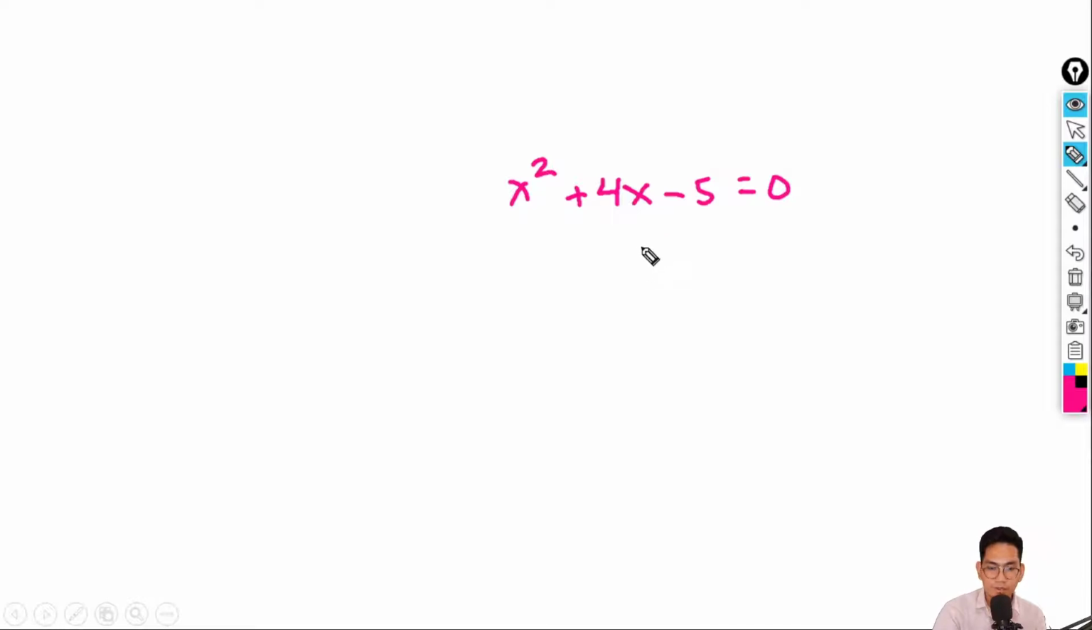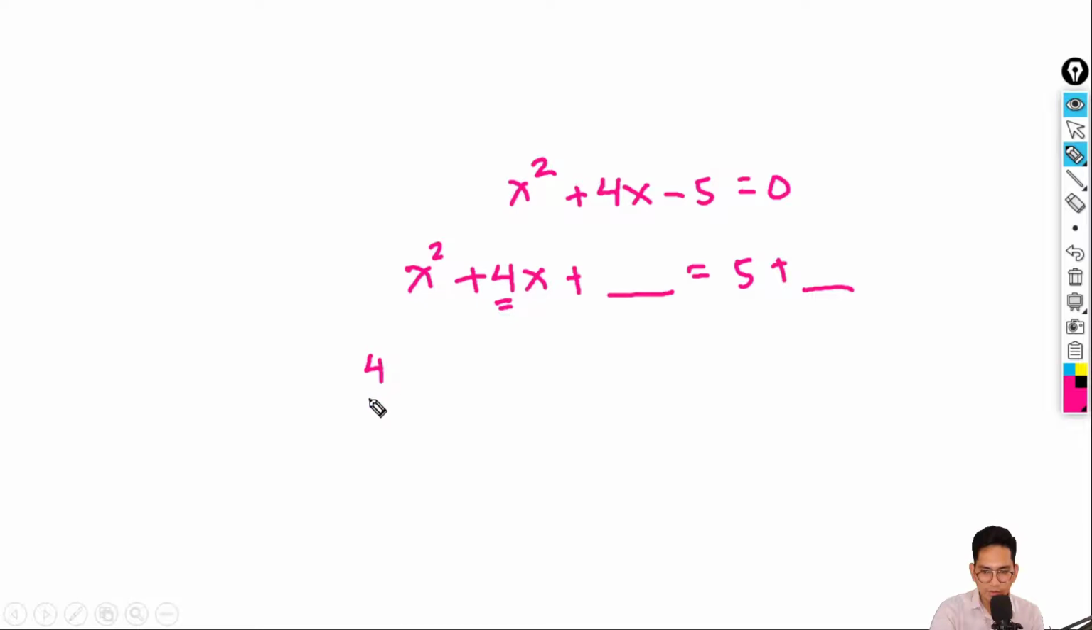And for our next step, again, isolate the terms with variable on the left hand side of the equation. We have x squared plus 4x plus blank, the term to be added, is equal to negative 5. Transposed to the other side, it will become 5 plus blank. Okay, get the coefficient of the middle term. We have 4 divided by 2, quantity squared. So that gives us 4.